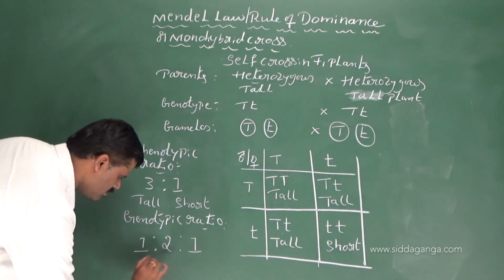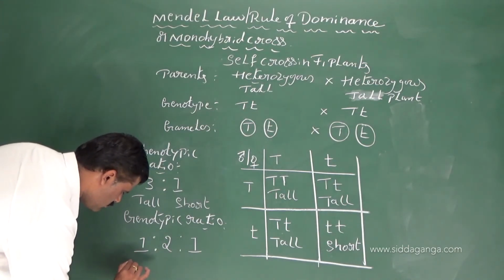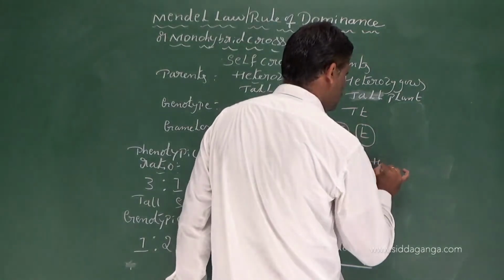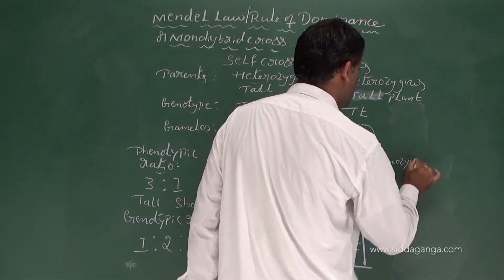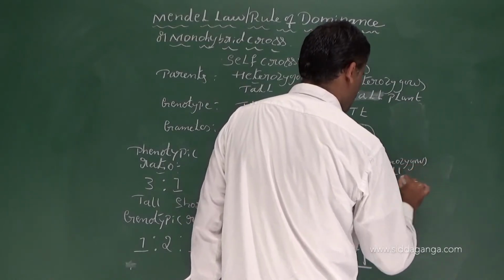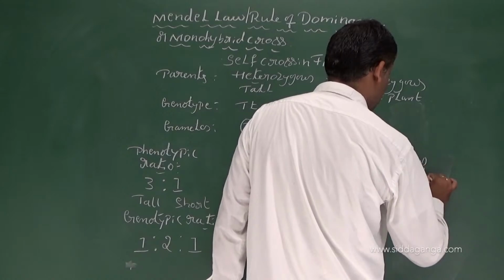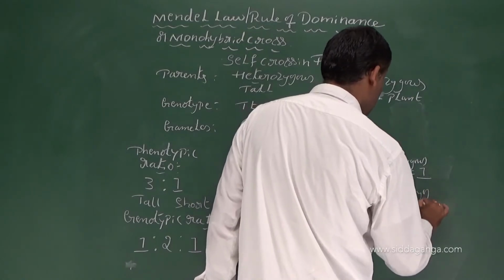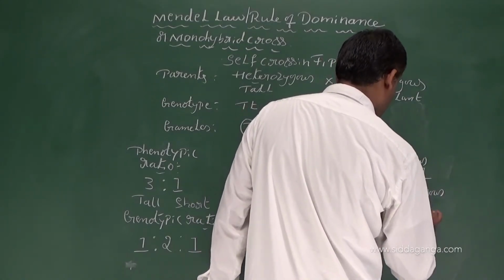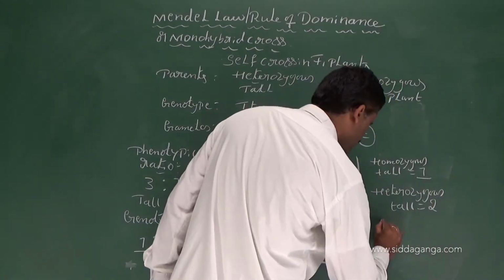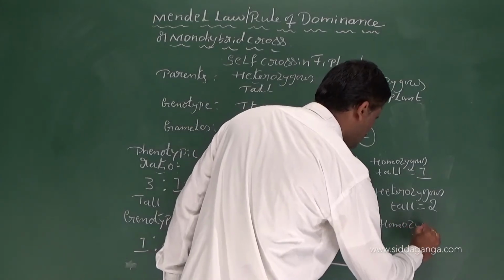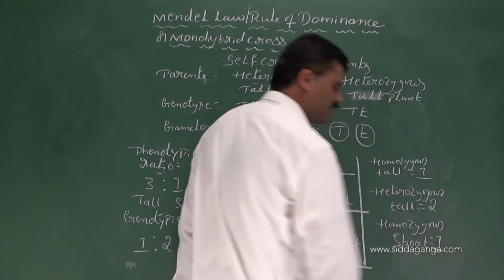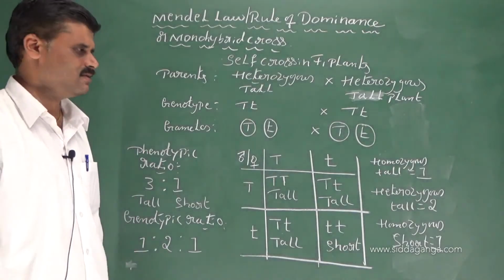So this is tall, right? Here, homozygous tall is 1, heterozygous tall is 2, then homozygous short plant is 1, right? Homozygous short plant is 1.